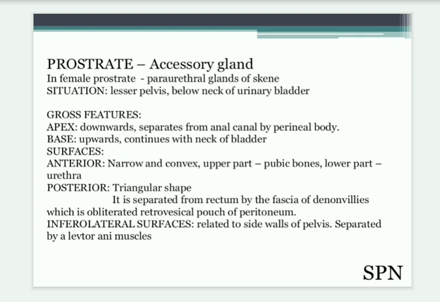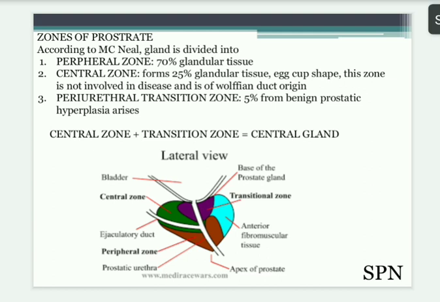Its anterior surface is narrow and convex, where the upper part has the pubic bones and the lower part has the urethra. Posteriorly, it is triangular in shape and separated from the rectum by the fascia of Denonvilliers, which is the obliterated retrovesical pouch of peritoneum. The inferolateral surfaces are related to the side wall of the pelvis, separated by the levator ani muscles.